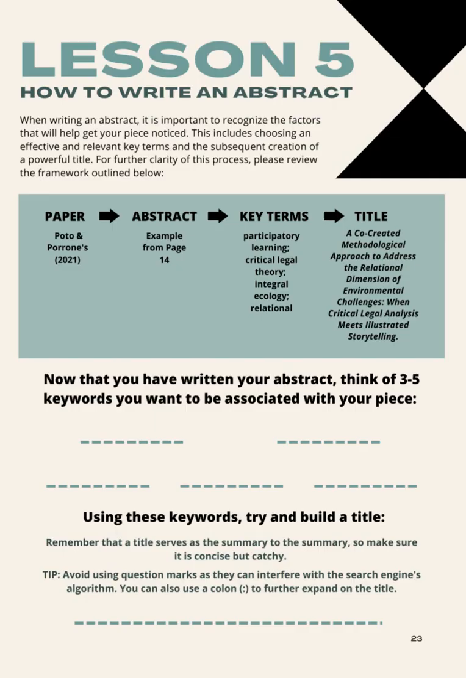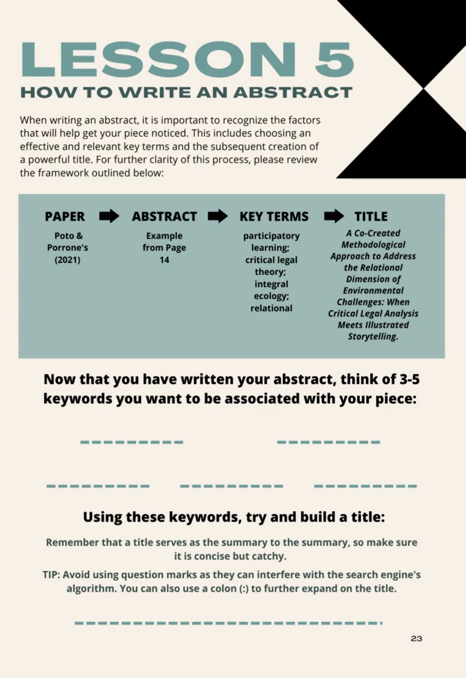When writing an abstract, it is important to recognize the factors that will help get your piece noticed. This includes choosing effective and relevant key terms and the subsequent creation of a powerful title. For further clarity of the process, please review the framework outlined below.